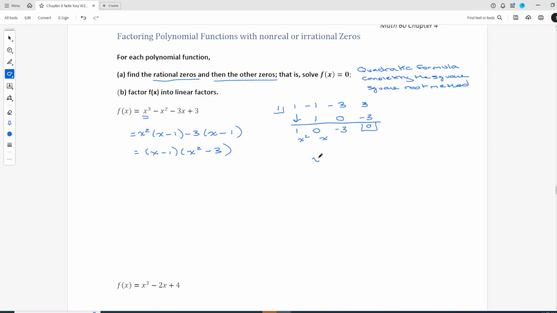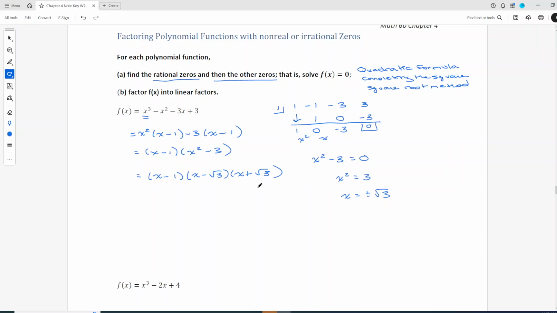Well, what would make x squared minus 3 equal to 0? You can use the quadratic formula. You can't complete the square with this one because it doesn't have that middle term, but we could use the square root method. You could say, when x squared equals 3, x equals plus or minus the square root of 3, and those are my zeros. The whole point of this is that it's going to factor to x minus 1, and then x minus root 3, x plus root 3.